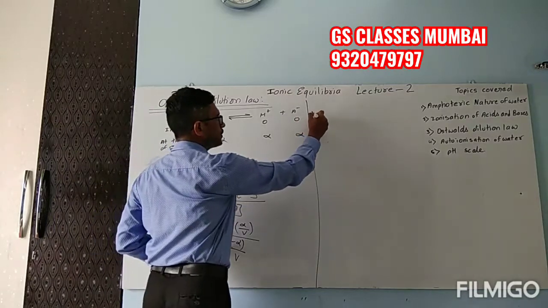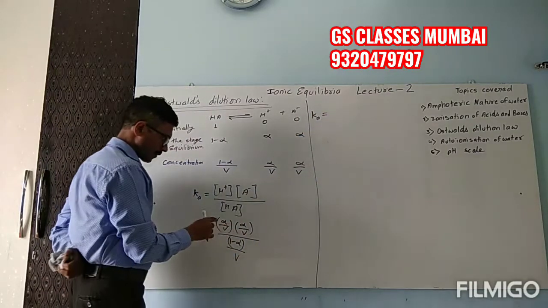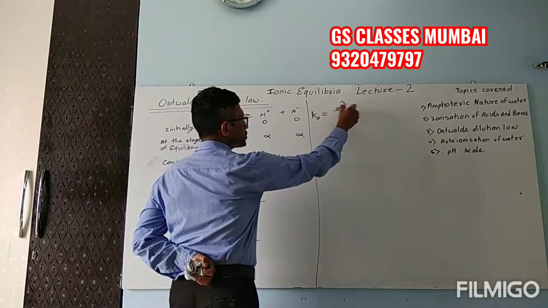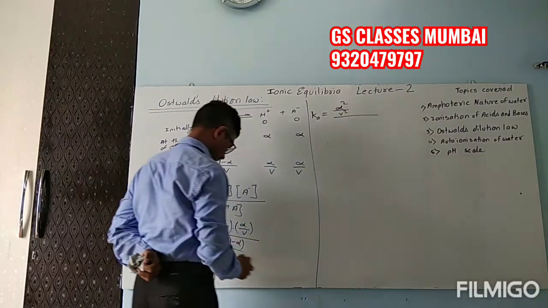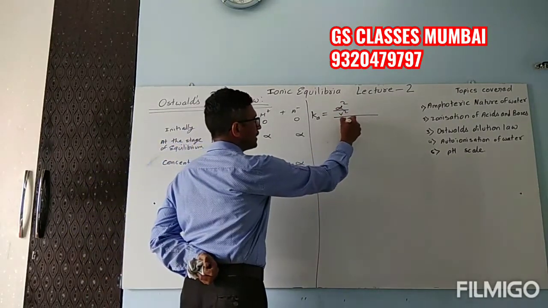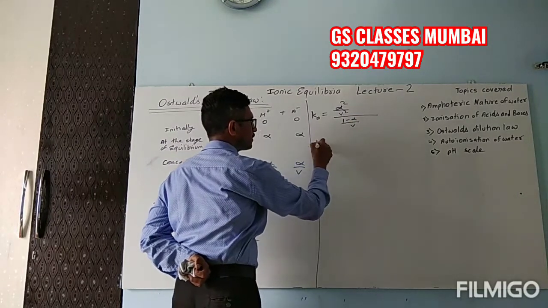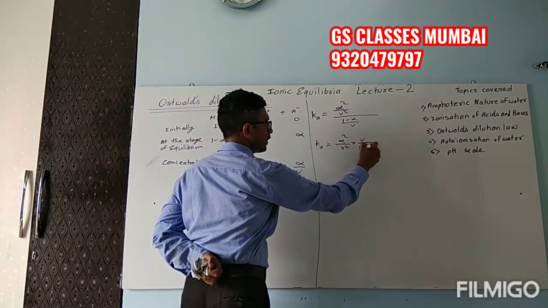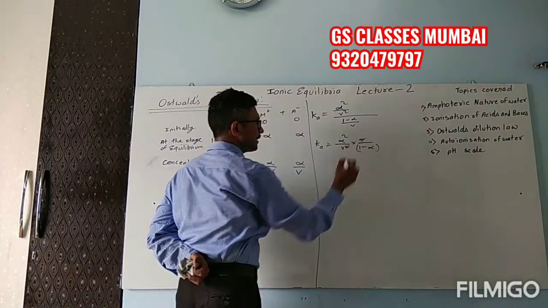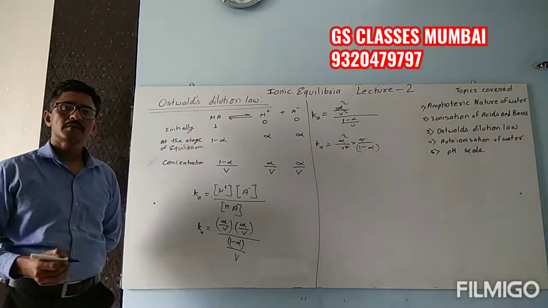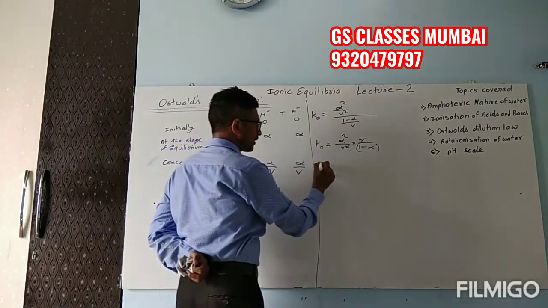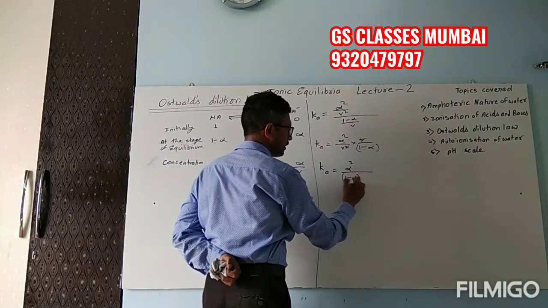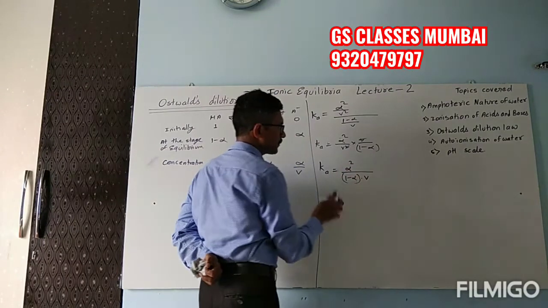Ka is now going to be alpha into alpha, which becomes alpha square upon V square, divided by 1 minus alpha upon V. Ka I will write as alpha square upon V square into V upon 1 minus alpha. This V will get cancelled. So Ka becomes alpha square upon 1 minus alpha, into V.